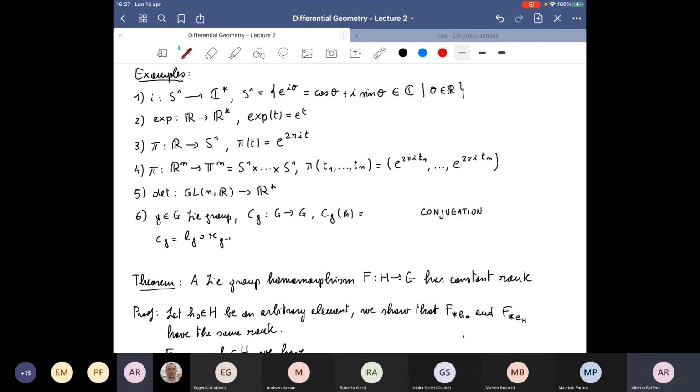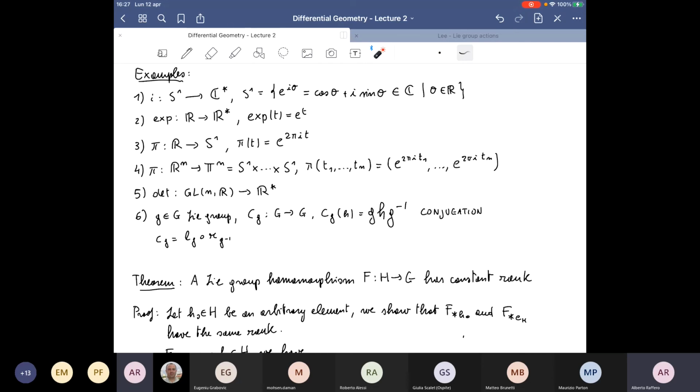is defined in this way. So fix an element G in the Lie group, and then this conjugation sends every element H of the Lie group to this product here. This is the conjugation, and it is a smooth map and a Lie group homomorphism.